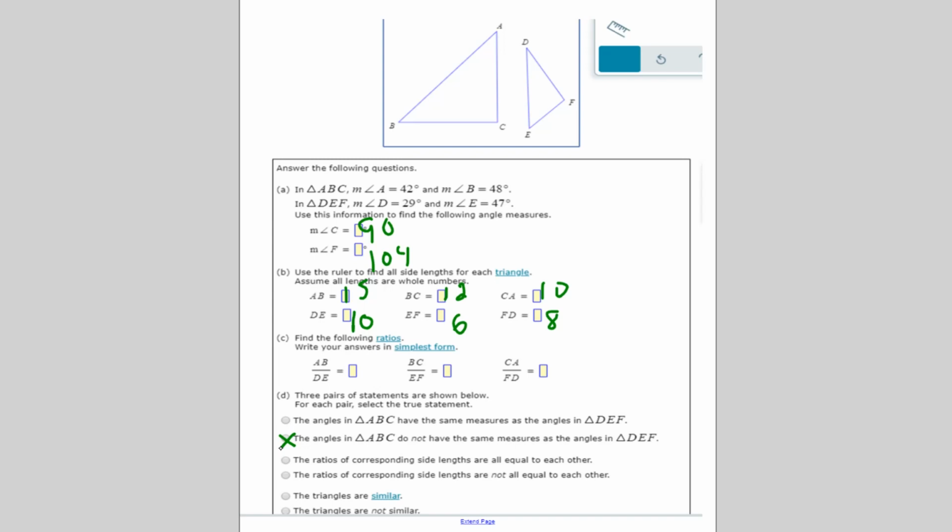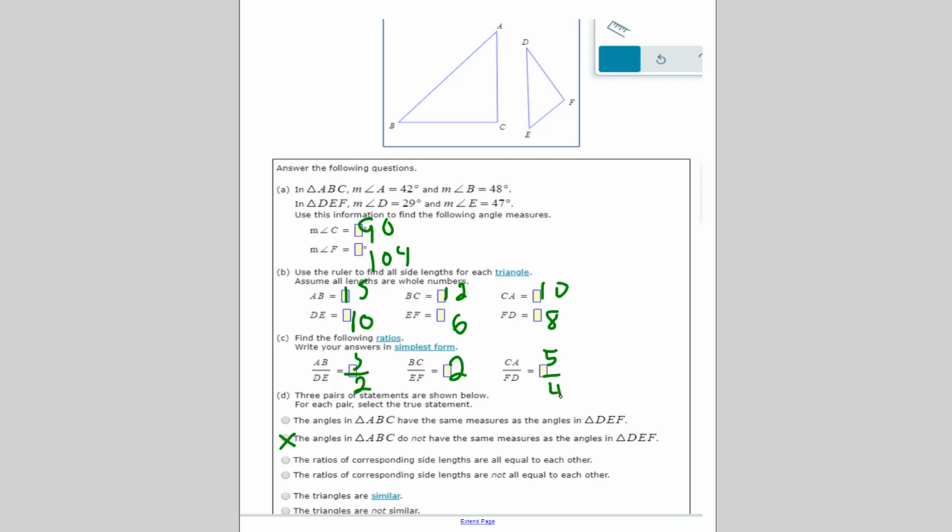For B, I already filled in the numbers for this one. So AB is 15, DE is 10, BC is 12, EF is 6, CA is 10, and FD is 8. So now we're going to do our ratios. So I've got 15 over 10, which, again, when we're looking at ratios of fractions, I have to be able to reduce them. So 15 over 10 reduces to 3 over 2, because I can divide them both by 5. 12 over 6 is 2. And 10 over 8 reduces to 5 over 4.